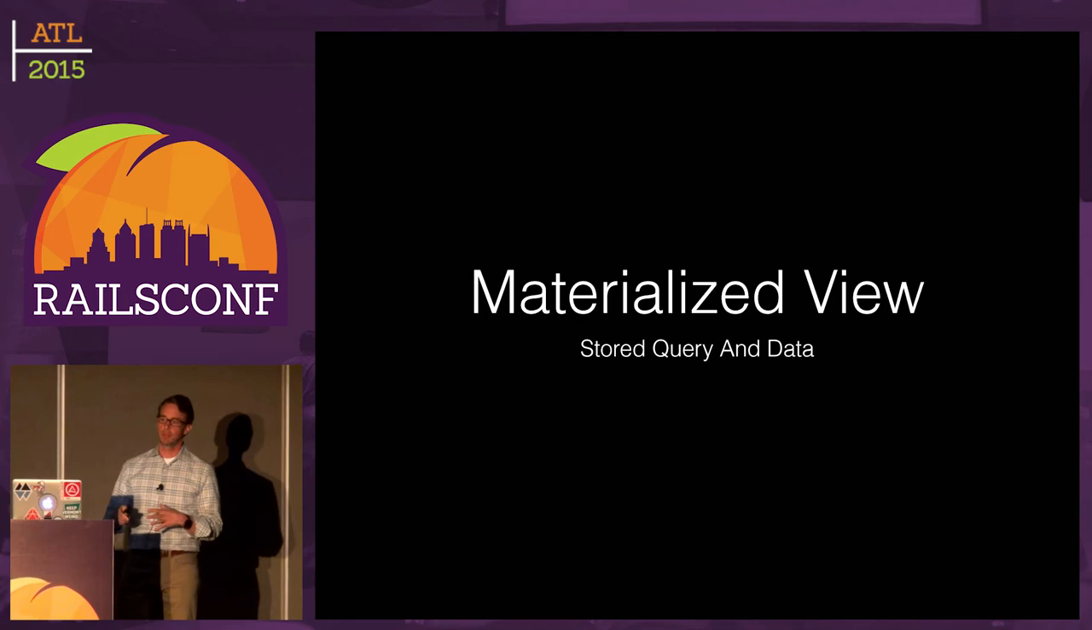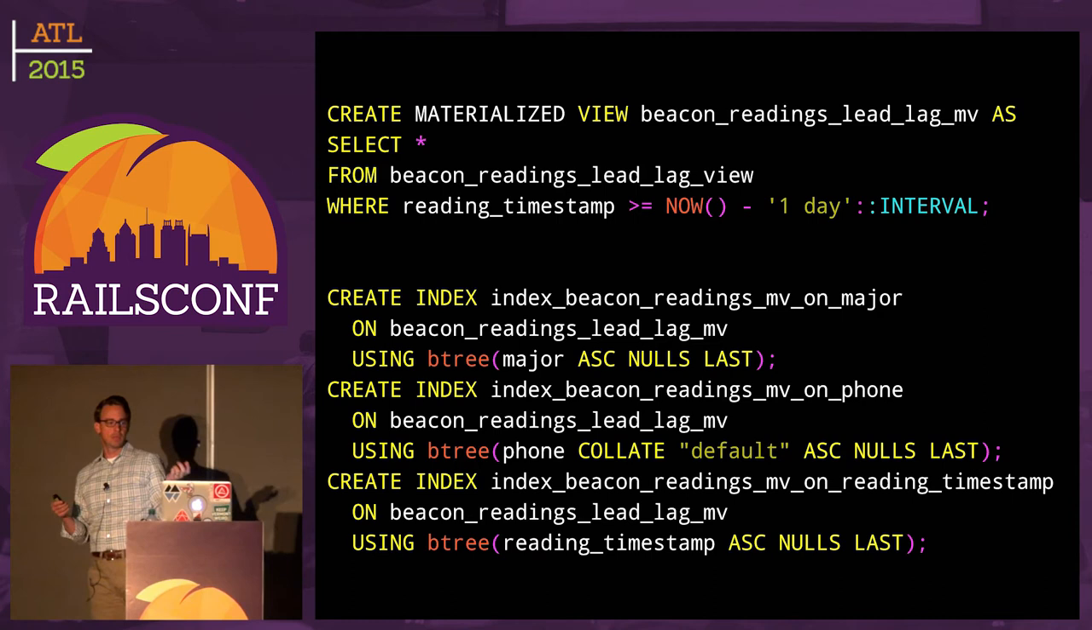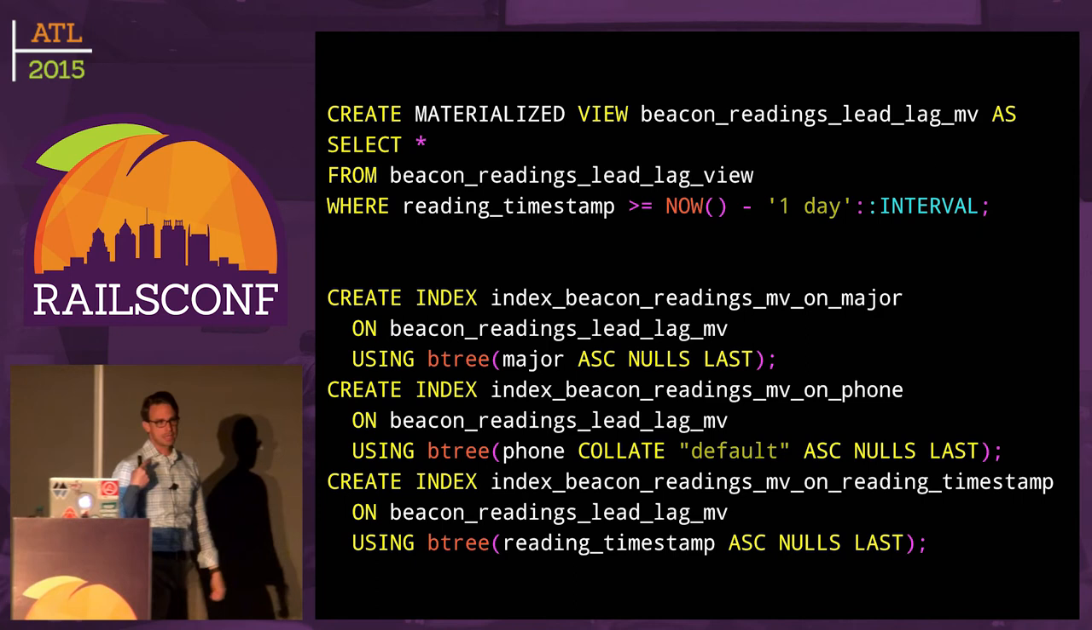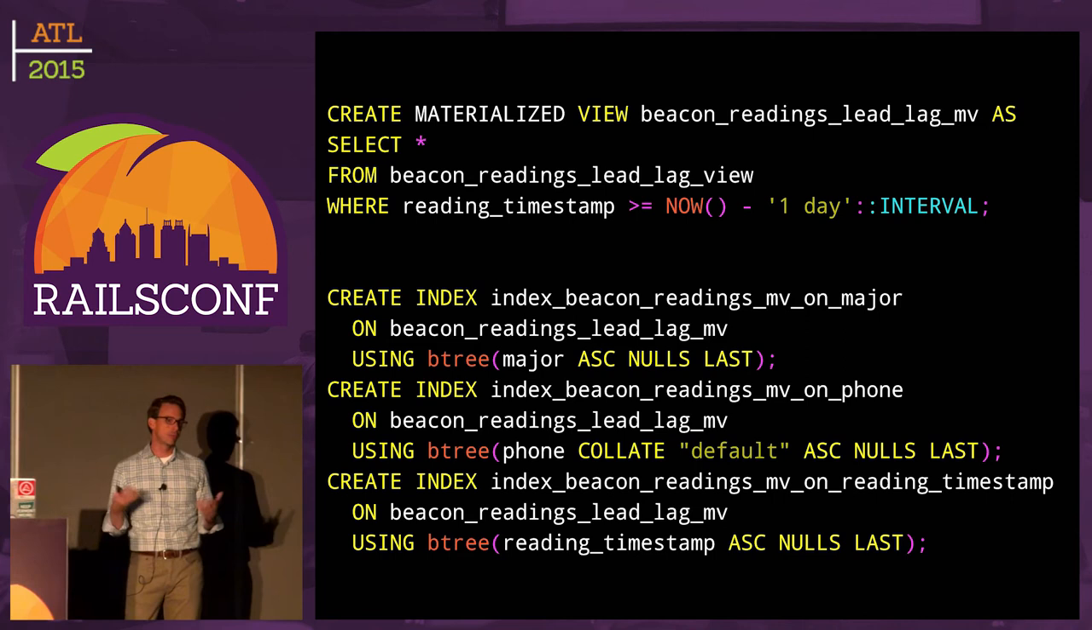So we have create materialized view. We name it. And I would recommend, this may not be the canonical Postgres naming convention. That's okay, just have some convention. Be consistent. And we're going to just select out of that view. We're only going to select the most recent 24 hours because in this particular case, we have a reporting app and we're just going to show the most recent data.